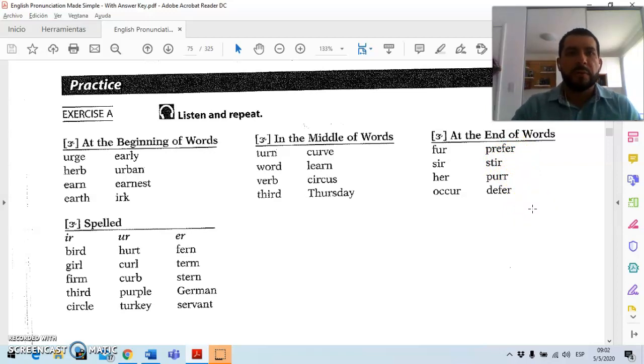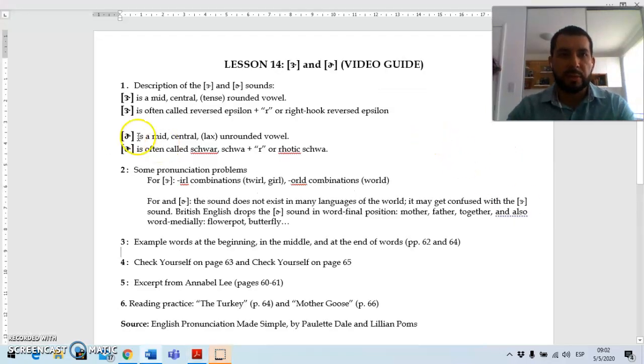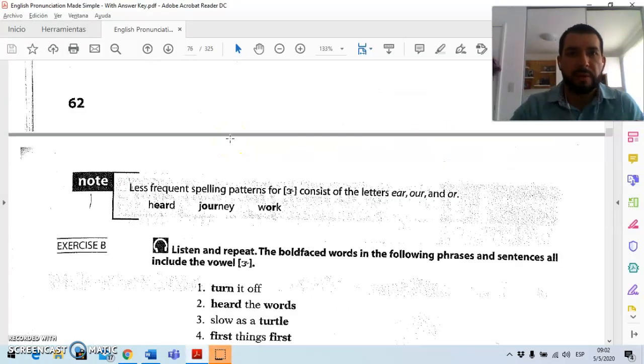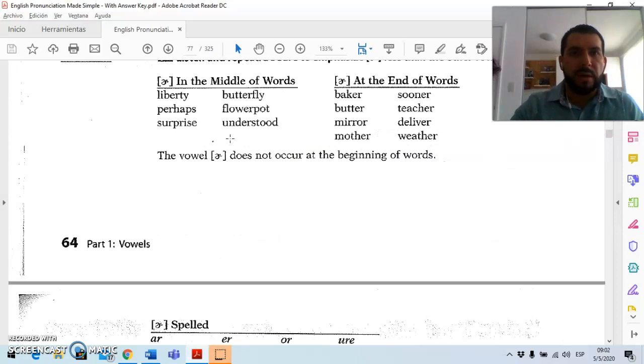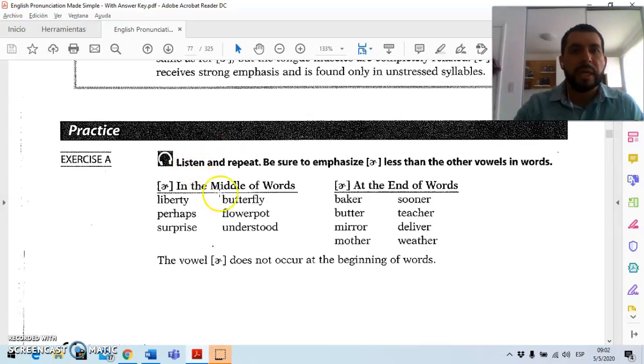And I'm going to show you a few example words for the other vowel sound, the mid-central lax unrounded vowel, which is on page 64. So in the middle of words. Notice how my lips are more relaxed here and there is no tension. And it's a very quick sound. So you have liberty, burr, and then you have perhaps. Why is this lax? Because the accent goes in haps, and that causes this sound to become weaker. So you have perhaps. And then surprise, sir. Not sir, but sir. Okay?